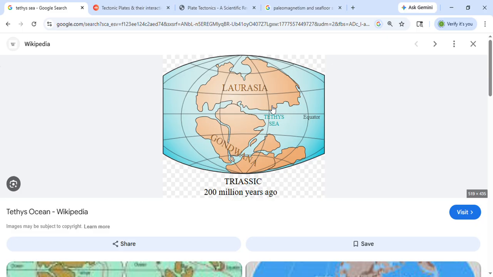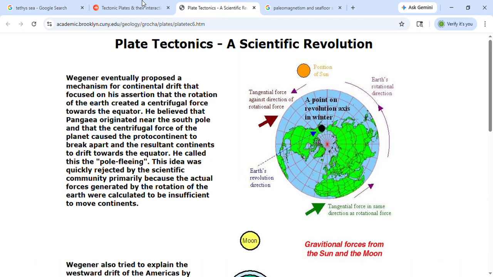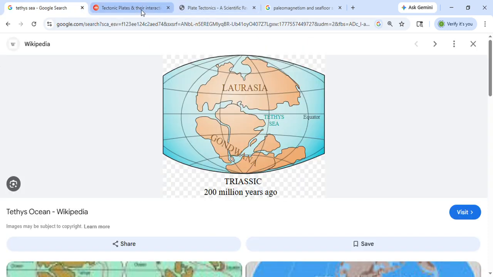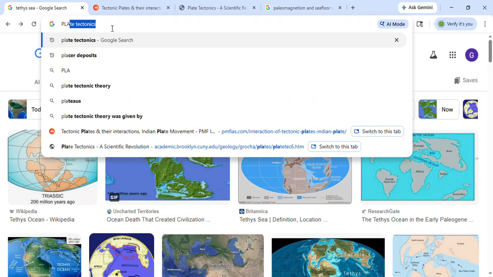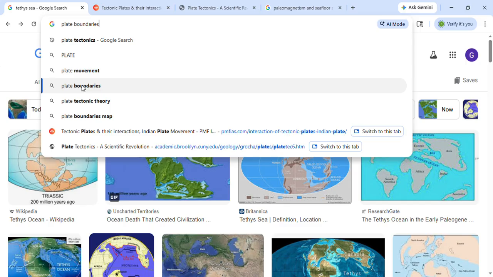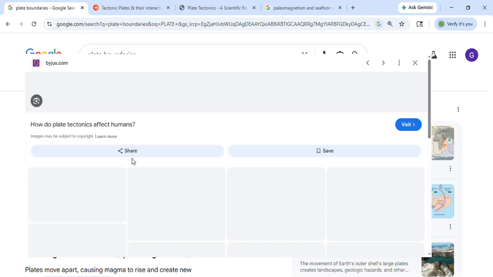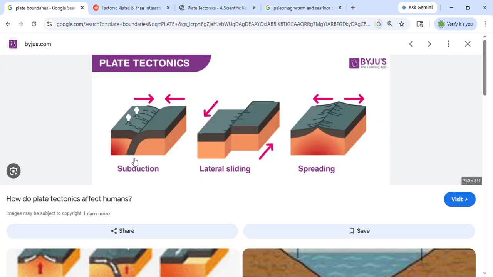So the next question, why are earthquakes and volcanoes concentrated along the plate boundaries? These boundaries are zones of intense friction, melting and pressure release. The interaction between the rigid plates causes the release of energy.